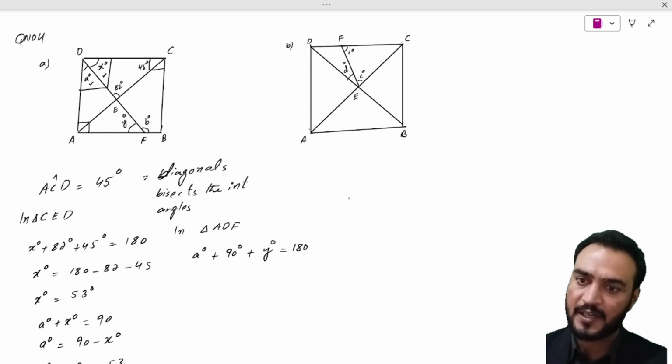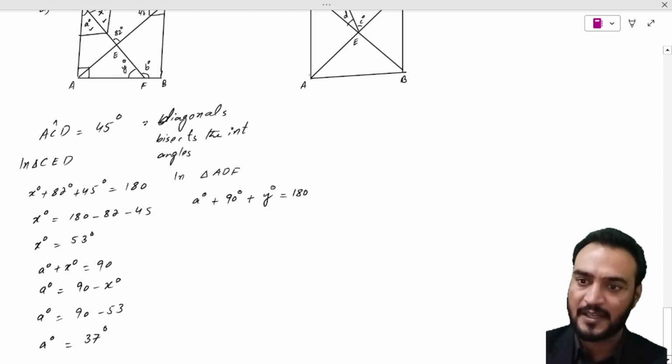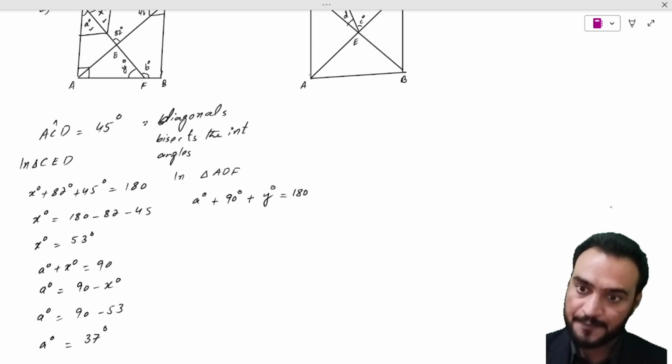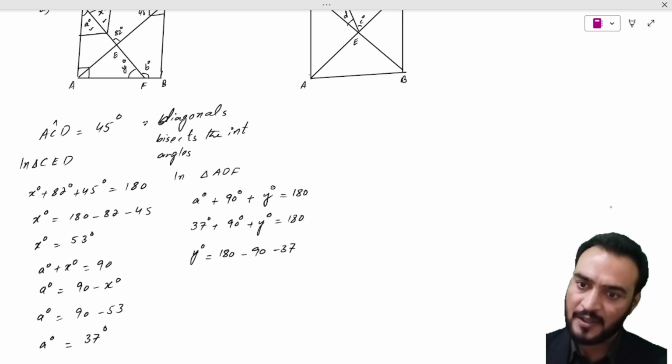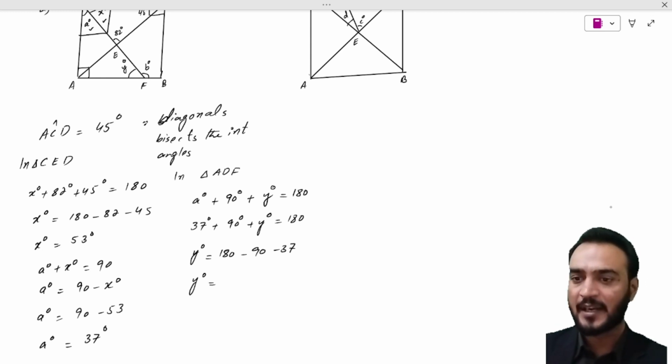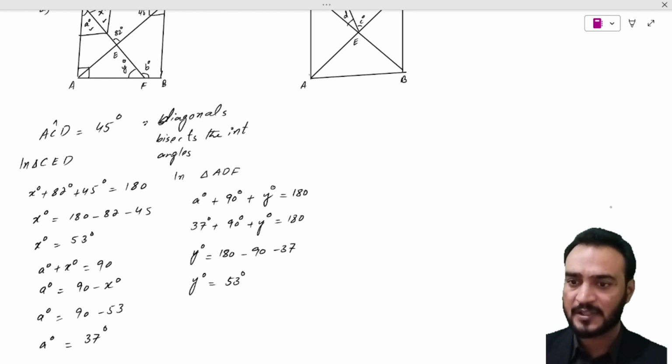We know the value of a degrees is 37 degrees. So we put the value of a degrees: 37 degrees plus 90 degrees plus y degrees is equal to 180 degrees. Subtracting these two angles from 180 degrees, 180 minus 90 minus 37. So the value of y degrees is equal to 180 minus 90 is 90, and 90 minus 37 is 53. So the value of y degrees is 53 degrees.